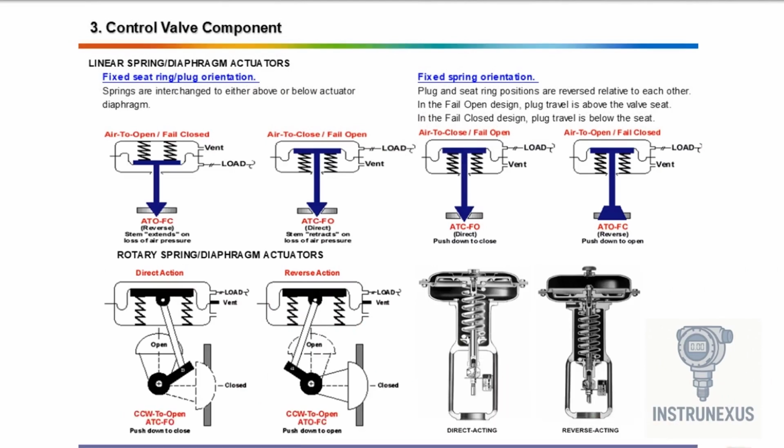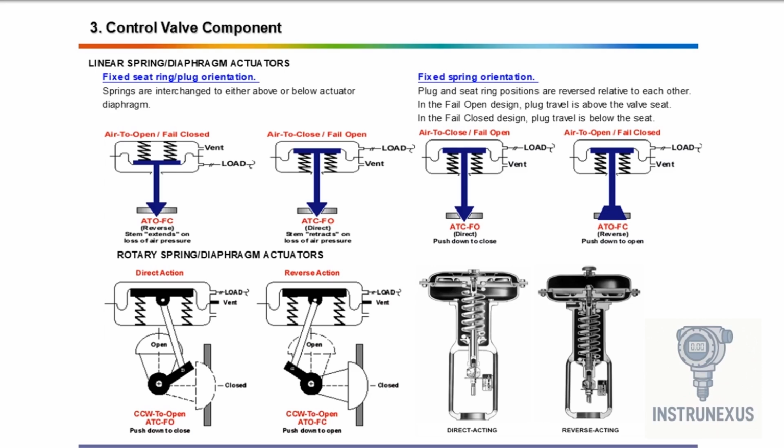Rotary spring, diaphragm actuators. Now let's look at rotary actuators, often used in valves like butterfly or ball valves. These actuators rotate a shaft instead of moving a stem up or down. Direct action: air pressure rotates the shaft to close the valve. Spring returns it open on failure. Reverse action: air rotates to open the valve. Spring closes it when air fails.